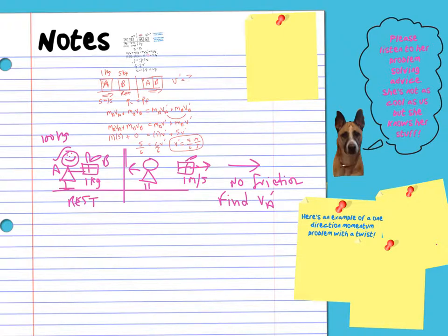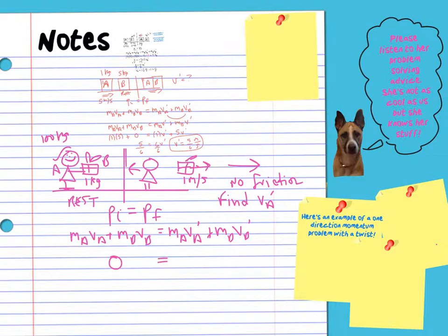So what is the momentum of the system, initially? It's 0. So P initial equals P final. So MAVA plus MBVB equals MAVA prime plus MBVB prime. All right, well, this whole thing is 0 because VA and VB are 0.